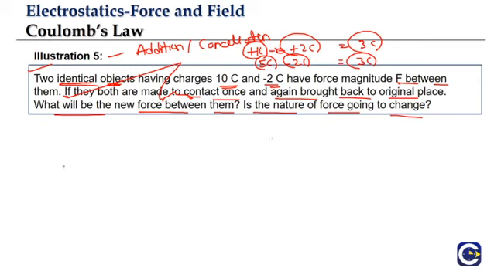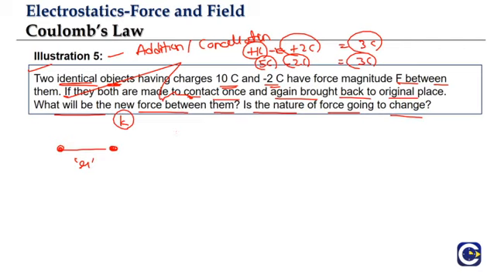So first let us see what is going to happen. So we have two identical objects. Initially they are at some separation. We don't even know the value. Let us say r is the separation between them. And let us say the medium in which they are present, the Coulomb's constant value is k.